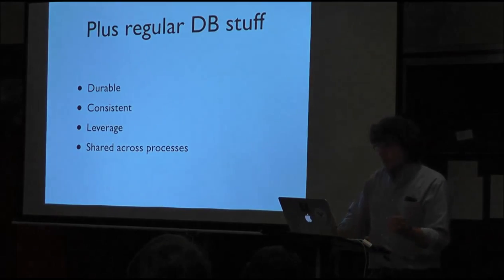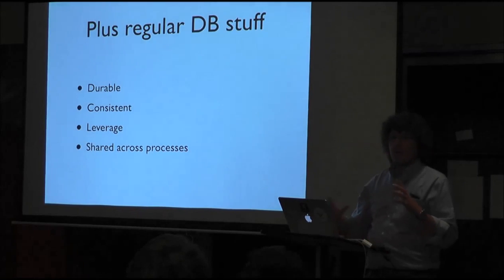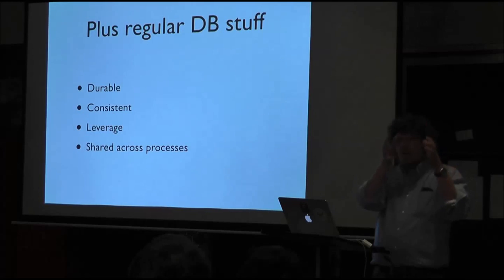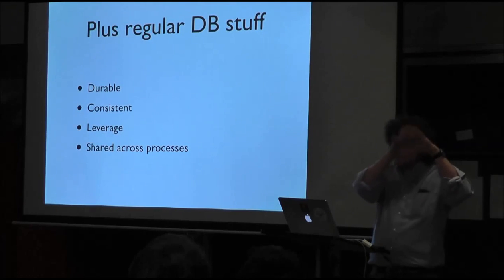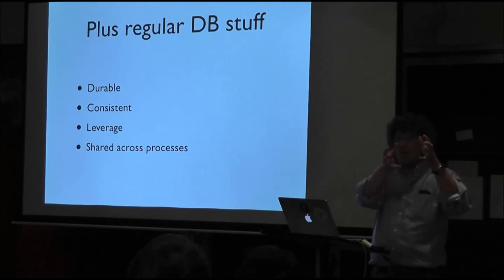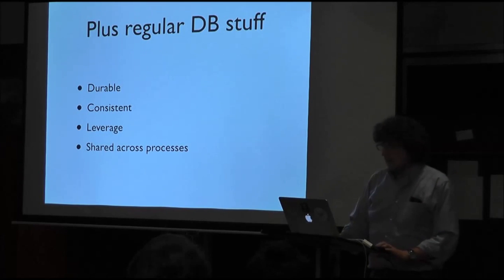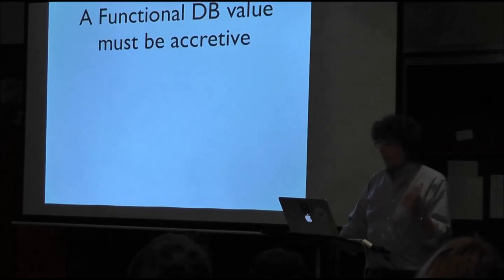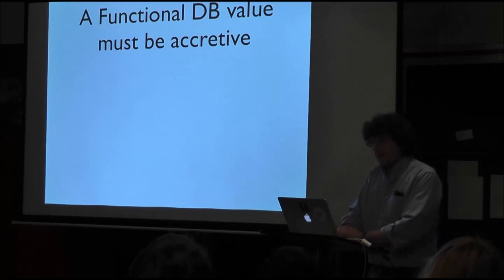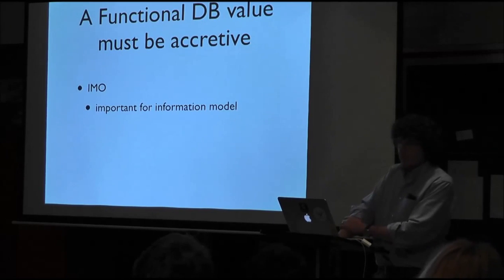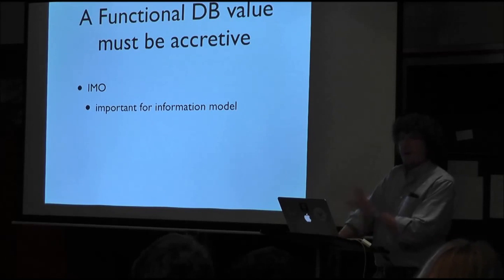And of course, you need to share this across processes. And this is sort of the thing, right? Functional programming is sort of isolated, right? All functional languages, they're about the program. And most systems are not a program, they're N programs. And so how do we get functional programming benefits everywhere else? So I'm going to contend that a functional database must be the value itself, right?